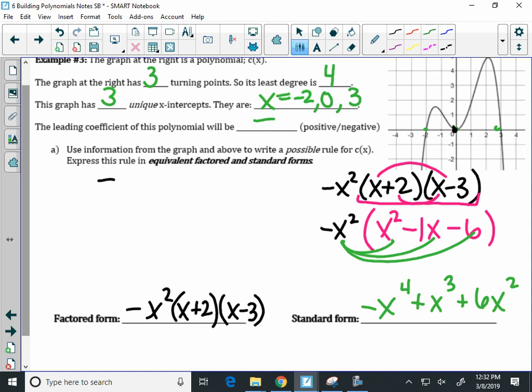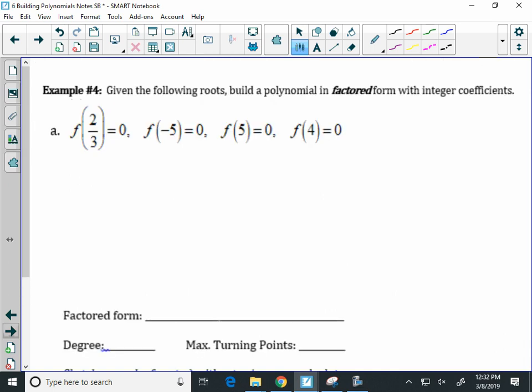Now let's talk about writing an equation when we're given different lists of roots. So here we're given the roots, I'm sorry, not in factored form, but in function notation form. Well, what do we know about function notation? What value, the x or the y, is inside the parentheses? The x's. So what they actually gave you here is that one of the roots is at x equals 2/3, and x equals -5, x equals +5 and 4. So they actually gave you the x values of the x-intercepts.